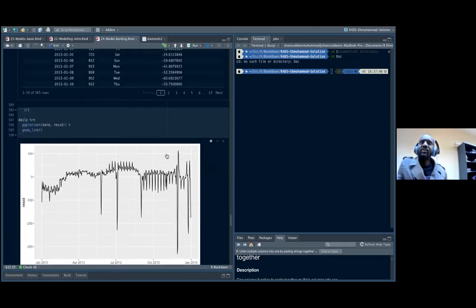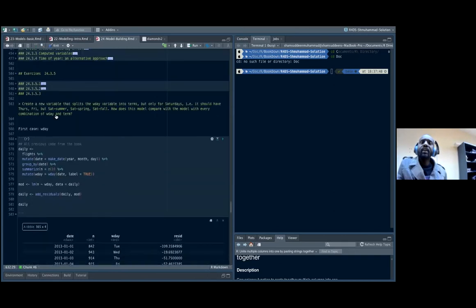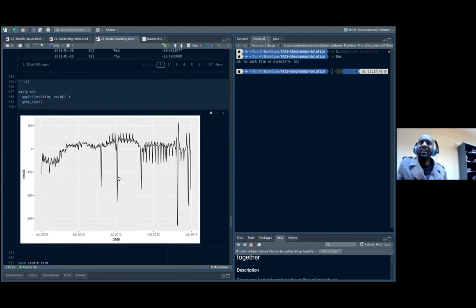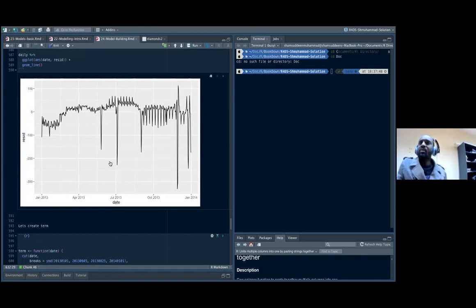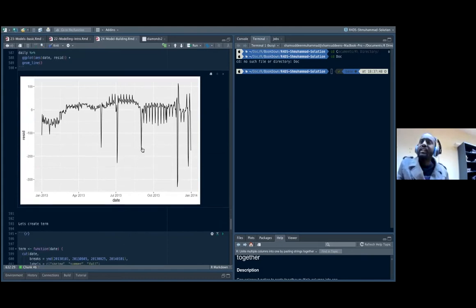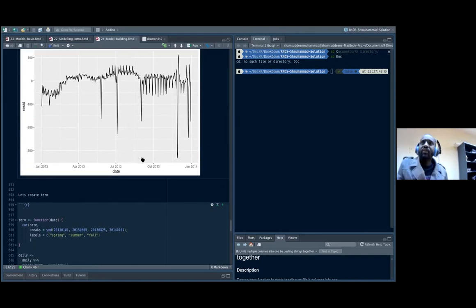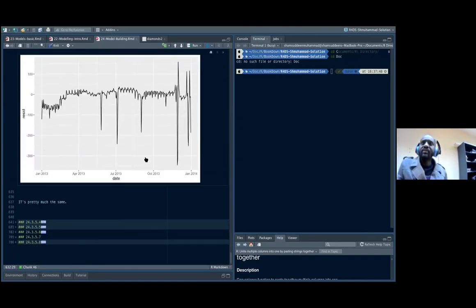So the question is asking us to create a new variable that splits the weekday variable into terms, but only for Saturdays. It should have Thursday, Friday, but summer Saturday, spring Saturday. How does this model compare with the model with every combination of weekday and term? From this, we can see the models are more or less the same. I don't know what the difference is. They look more or less the same, this is the first one, but when I look at it, they are all the same. So they are pretty much the same. I don't know, can anyone lend a helping hand if there's a better answer?